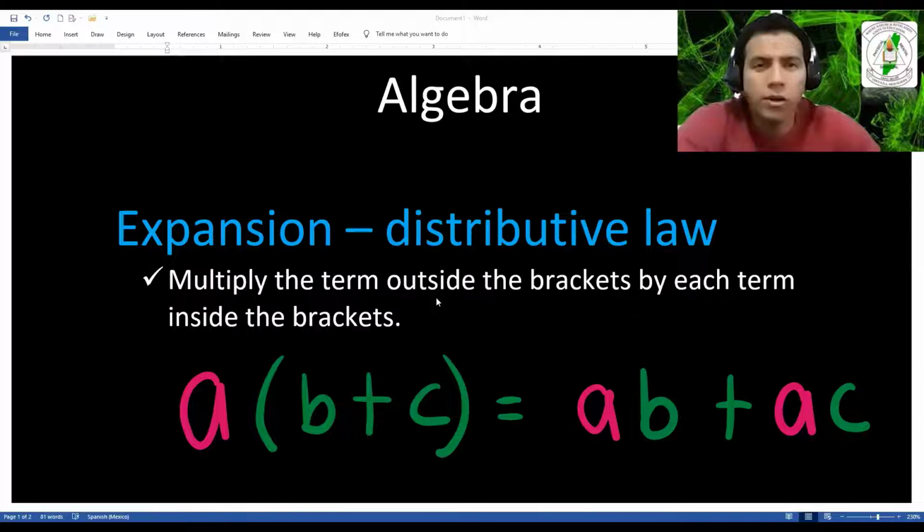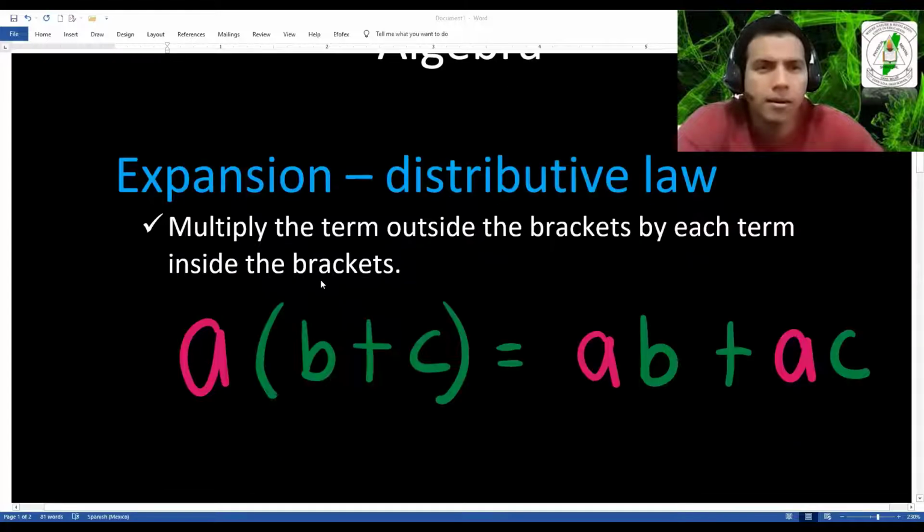In algebra, we want to focus firstly on expansion. We will be expanding algebraic terms using the distributive law, and this will be done by multiplying the term outside the bracket by each term inside the bracket.